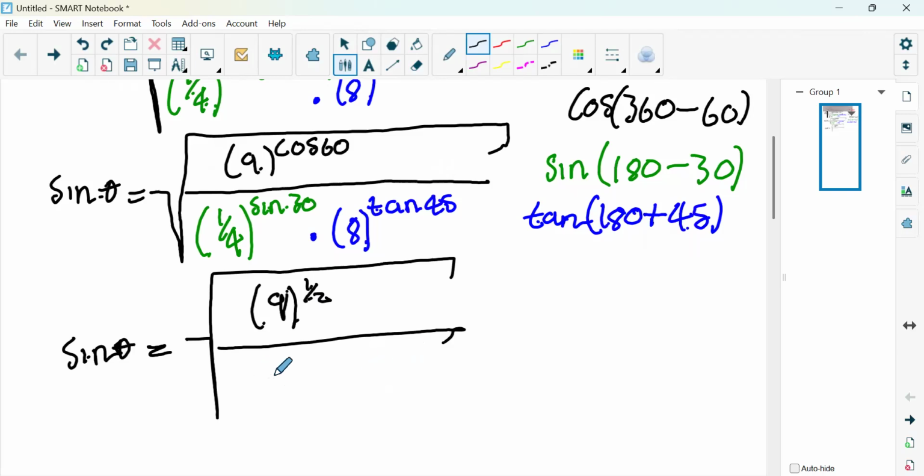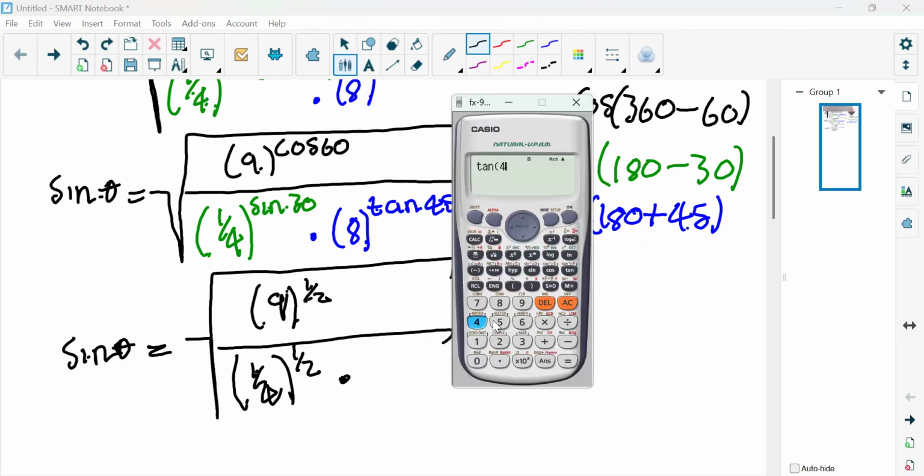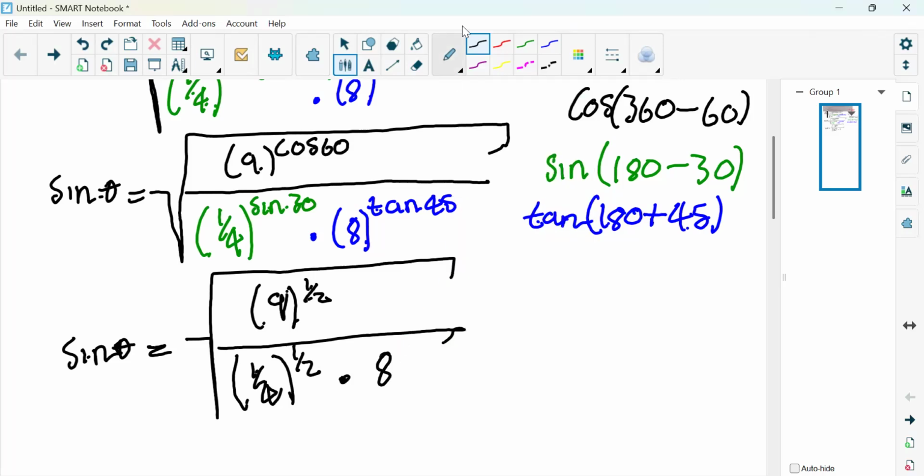All over 1. We are going to press sine of 30, which is also going to give us 1/2. So you have 1/4, close bracket, to the power of 1/2, multiplied by 8 to the power of 1. If you say tan of 45, just check it, it's going to give us 1. Much better now. So we continue.